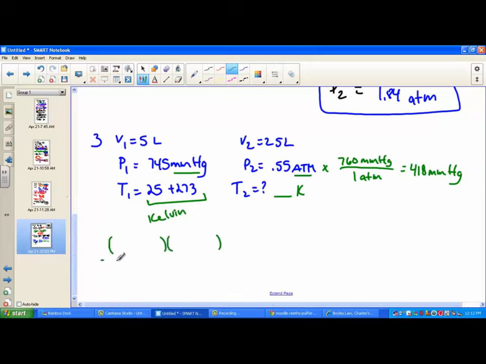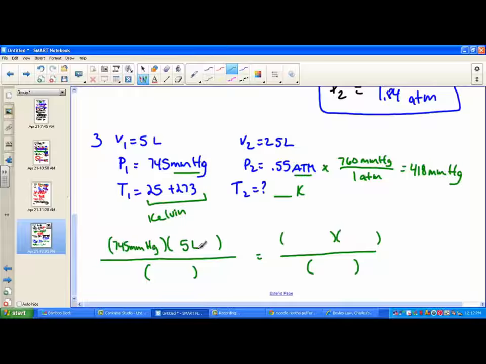Let's get our parentheses ready, as I always like to do. PV over T is equal to PV over T. Let's plunk in the numbers as we have them. First pressure, 745, include your unit, mmHg. First volume is 5 liters, and that's 298 Kelvin units. Pressure corrected to the same unit was 418 millimeters of mercury. Volume expanded quite a bit, 25 liters.